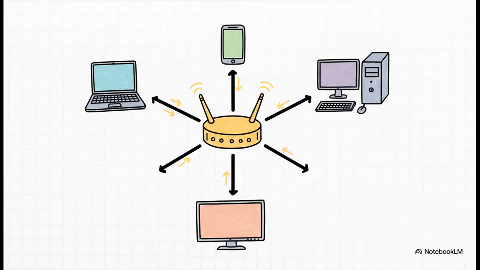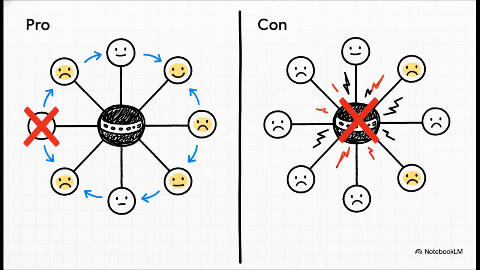Clearly, we needed a better way to do things, and that brings us to the star topology, which is almost definitely what you're using at home right now. Instead of one shared cable, every single device gets its own dedicated line to a central hub, which is usually your Wi-Fi router. And the upside here is massive. So if my laptop cable gets chewed up by my dog, your phone, your TV, they don't even notice. The rest of the network just keeps humming along.